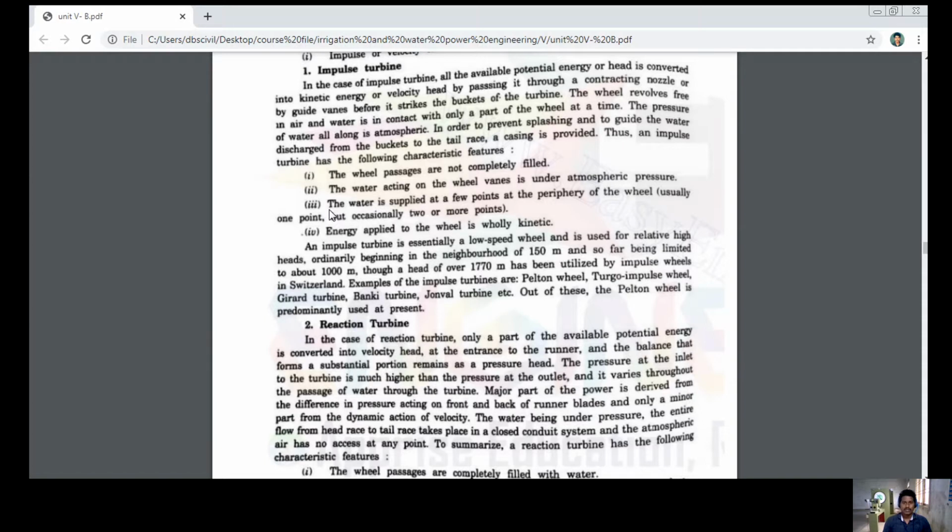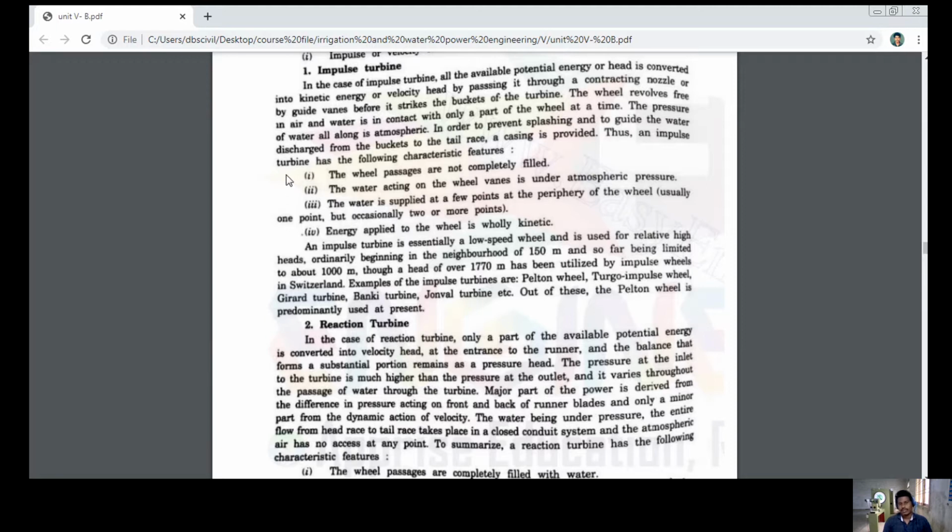Thus an impulse turbine has the following characteristic features. The wheel passages are not completely filled. The water acting on the wheel vanes is under atmospheric pressure. The water is supplied at a few points at the periphery of the wheel, one point, but occasionally two or more points. Energy applied to the wheel is wholly kinetic.